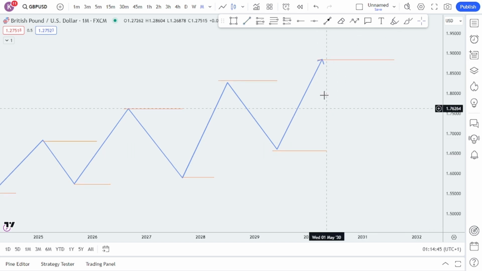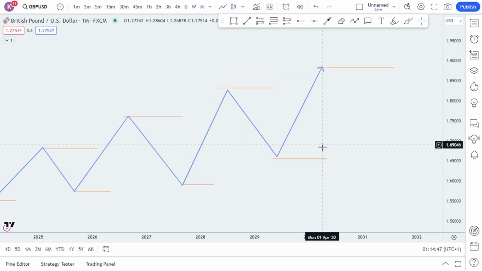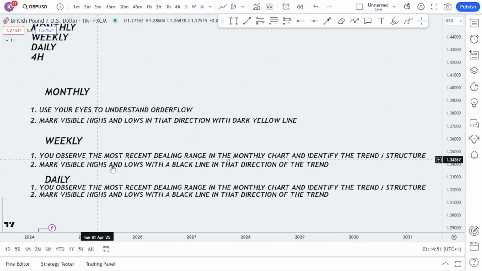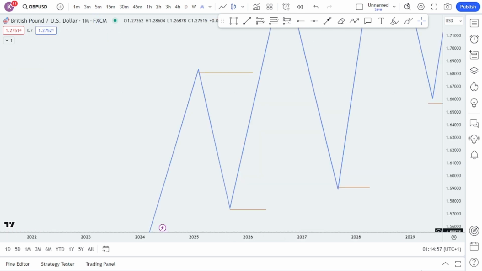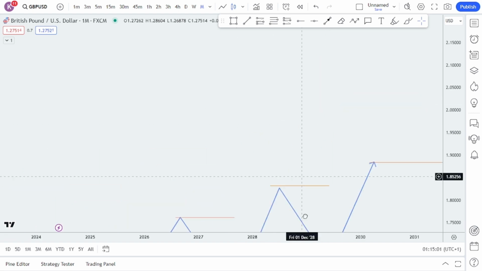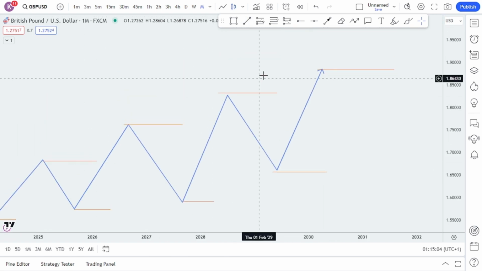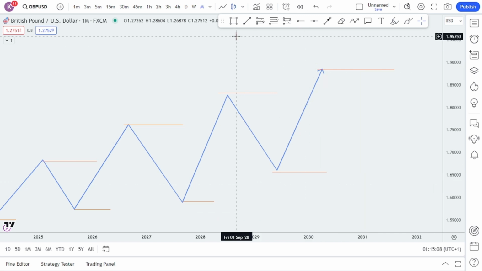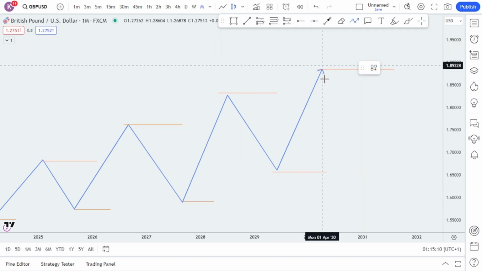So what are you gonna do? Let's see what they say we should do. On the weekly, observe the most recent dealing range in the monthly chart and identify the trend and structure. Where is the most recent dealing range on the monthly chart that I drew, the bigger version of the one I showed on the weekly? The most recent dealing range is this high and this low. So you want to look for the price action going in between this place.